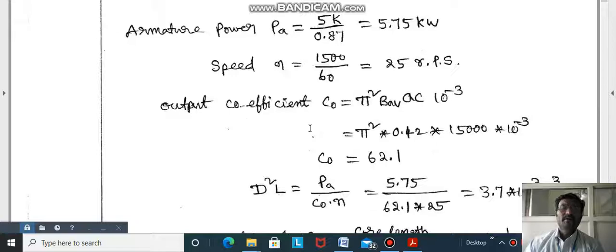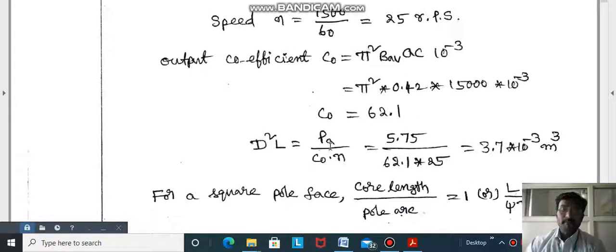Okay, so output coefficient C0 is equal to pi square B_av AC. We know the values of B_av and AC, so from these we can find the value of C0. Pi square into B_av, 0.42, and AC value 15,000, and 10 to the power of minus 3. We get the value of C0 as 62.1.